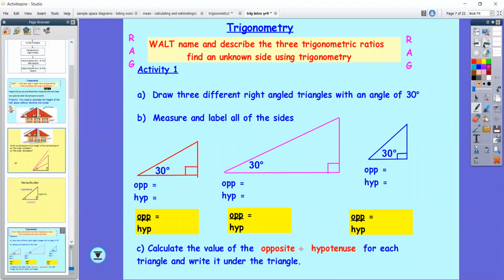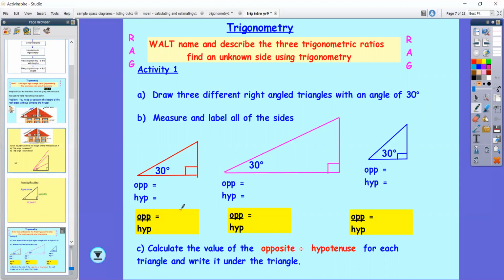Okay, so my first activity. We're going to come back to that problem later on. This is what I asked them to do. I asked them to draw 3 right angle triangles with an angle of 30 degrees, measure all the sides, and we're going to abbreviate to op and hyp, and we're going to do opposite divided by hypotenuse for each one. We'll see what happens, and write it under the triangle.